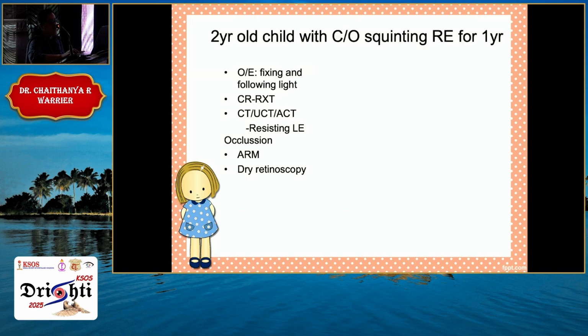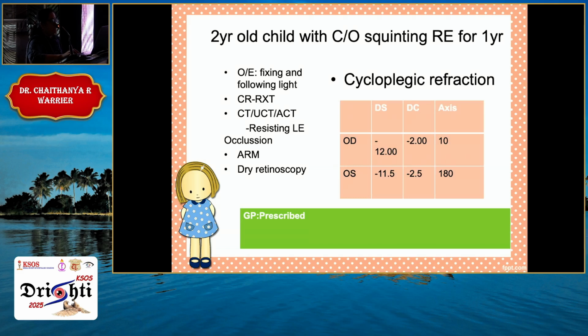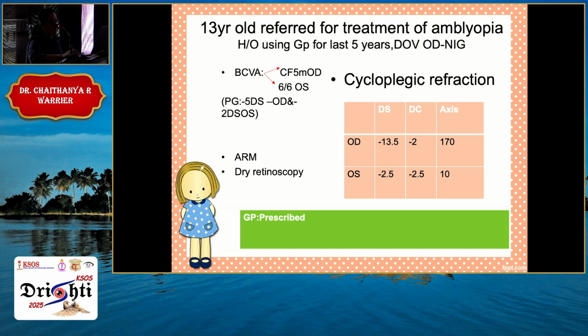Another 2-year-old child with complaint of squinting. On evaluation, it was right XT, alternating XT, but the left eye was dominant. Cycloplegic refraction revealed a high myopic reading. Here, we need to prescribe full correction.